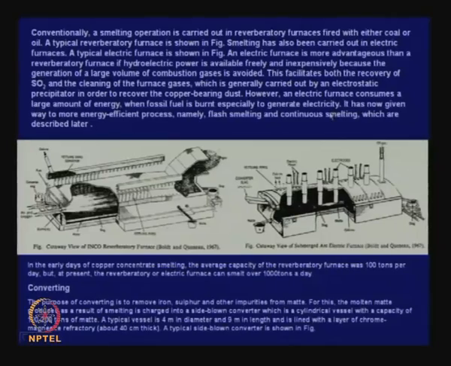Now, both of these have now given way to flash smelting and continuous smelting operations, which I will discuss a little later. Now, in the early days of copper concentrate smelting, the average capacity of the reverberatory furnace was only 100 tons per day, but at present it has gone to almost 10 times that much, 1000 tons per day. Now, when a reactor becomes bigger, then relatively energy losses would be lower. So, it will be more energy efficient.